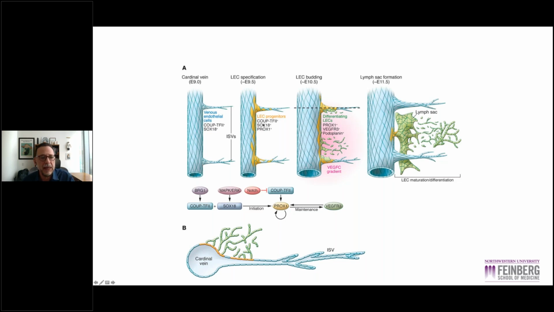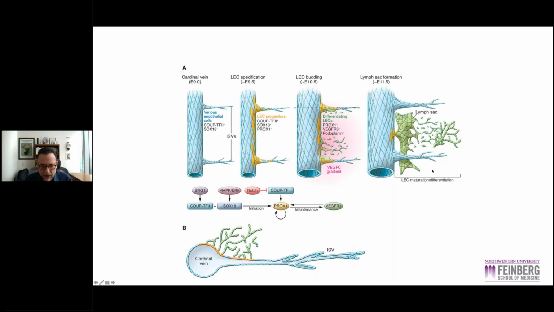We start in the vein again, in which we know based on work from my lab and also from Francois' lab in Australia that SOX18 is also important to induce Prox expression, although they are not polarized in the vein. And then later on, through VEGF-C, these cells start budding out. They start expressing additional markers, including podoplanin, and then eventually start forming the sacs and the entire network. So that's what we think about lymphatic development.